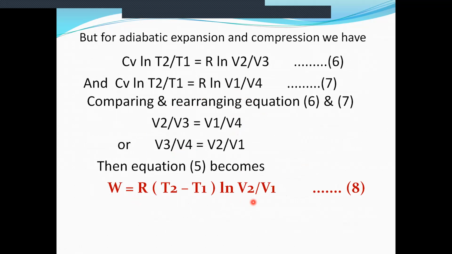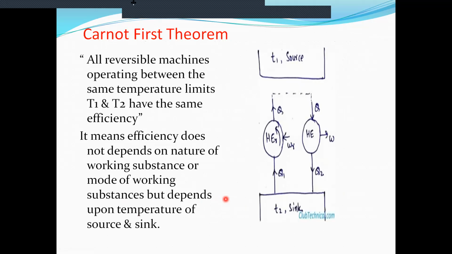So a 10 mark question is asked on this, it is very important: obtain total work done in Carnot cycle. So we have to draw a diagram also with all these 4 steps, and lastly the total work done, W is equal to W1 plus W2 plus W3 plus W4, and lastly the final equation W is equal to R into T2 minus T1 into ln of V2 upon V1. So this is the total work done in Carnot cycle. Understand?